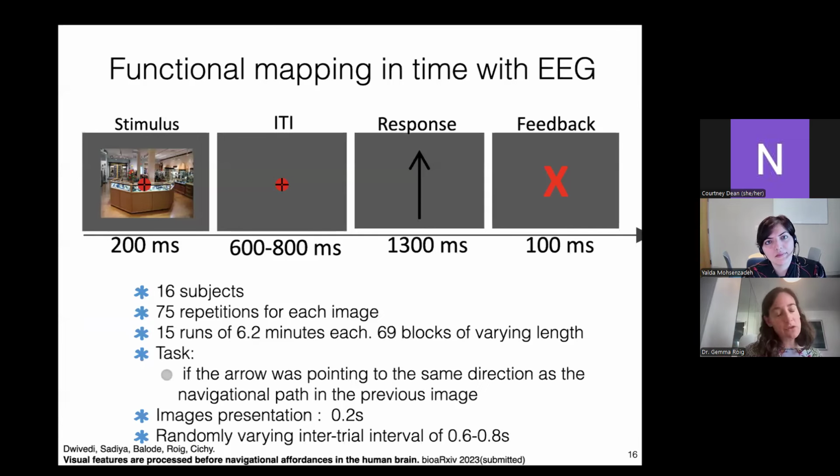So we took the same stimulus set that we had used with the fMRI from our collaborator, and we recorded the brain activations with EEG. So here are just some of the details that we used. We had 16 subjects, 75 repetitions for each image with 15 runs. And then we had the task of asking the subjects if the arrow was pointing to the same direction as the navigational path in the previous image. Okay.